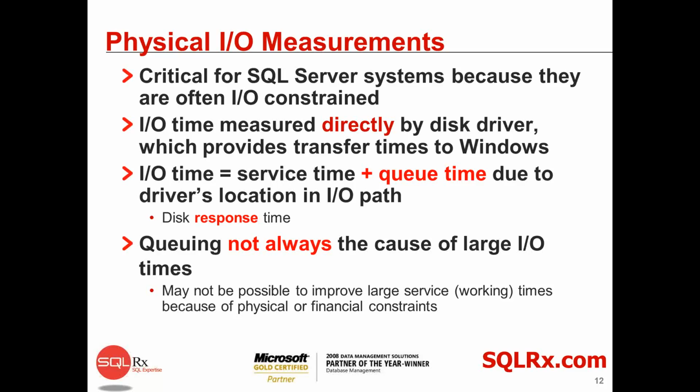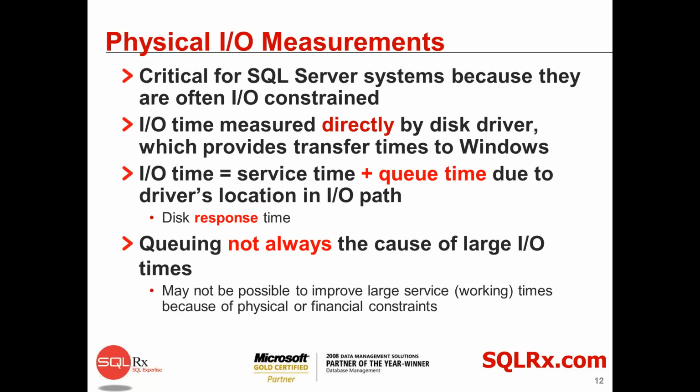So think of it like this: you're in the post office and you're waiting in line, and then you get up to the person behind the desk. The person behind the desk is the service time. The time you spent in line is the queuing time. And what I/O time is measuring is the entire time you were in line, including the time you were at the counter.